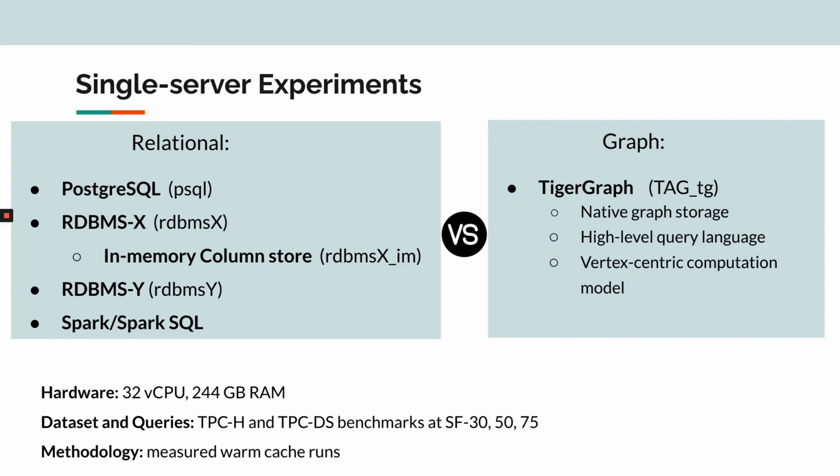We used TPCH and TPCDS queries in our experiments. These are standard database benchmarks that relational databases are traditionally tuned for. In total, we have implemented a little over 100 SQL queries of various complexities.